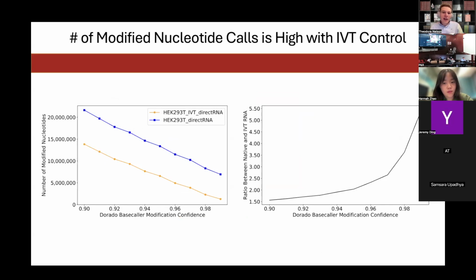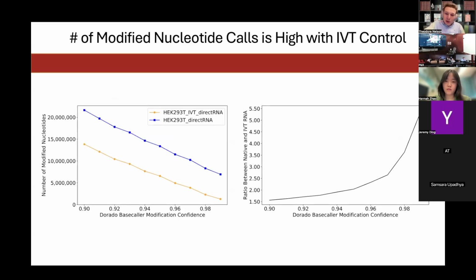What you can see is that for the HEK293T and the IVT direct RNA, as you expect, as you increase the modification confidence, that per molecule site cutoff, the number of modified nucleotides that get called decreases for both the HEK293T and the IVT. So you're removing maybe noise, false positive calls, lower confidence calls, whatever you want to call them, and you're getting to more precise signals.